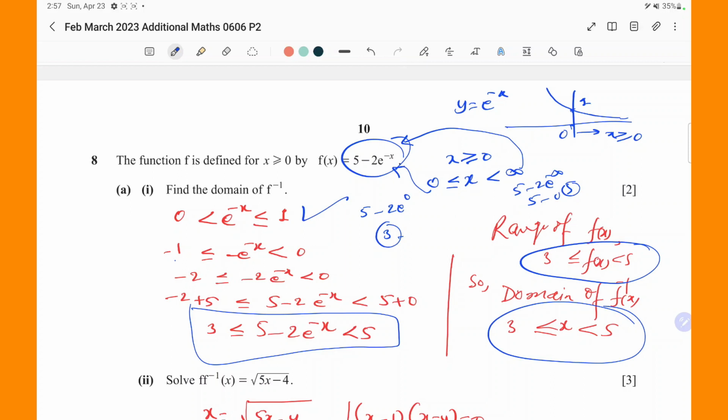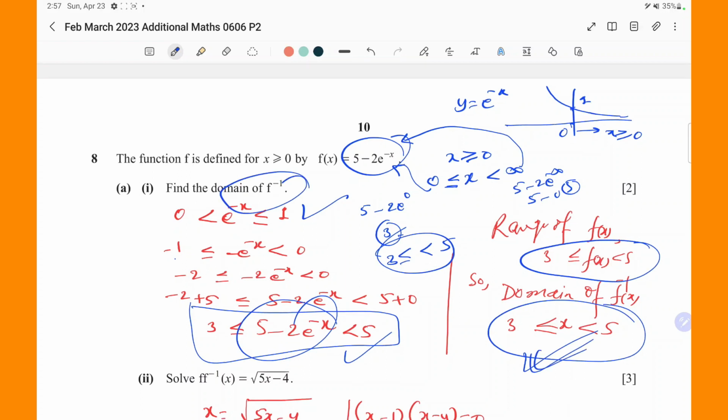So what did we get? 3 to 5, right? We got 3 when we put exactly 0. So you will get 3 to 5, because infinity is not a real number, so 5 you will not get as a real number. So the range is 3 to 5. That's how you get it, or slowly you can form this function and then find the range. So the range of f(x) is 3 to 5, so the domain of f inverse x is also 3 to 5.